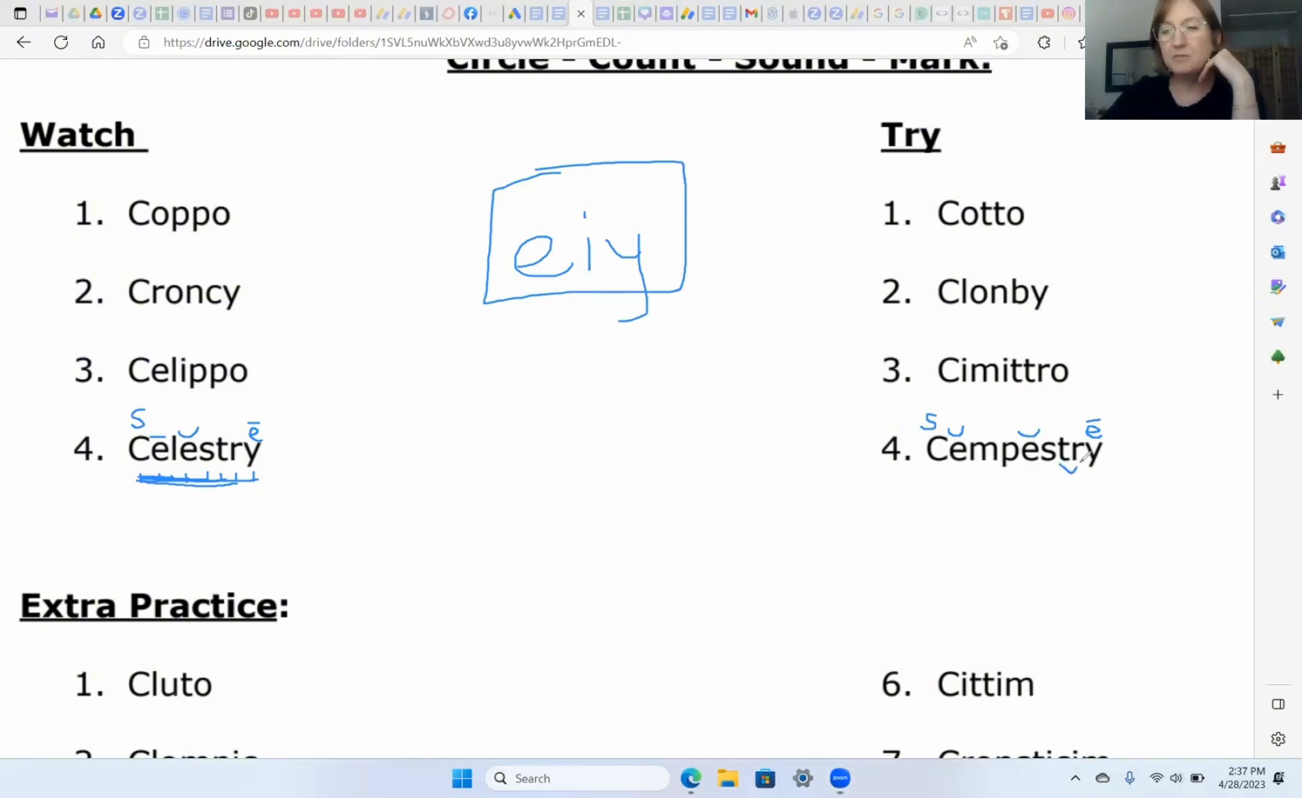Okay, I'm just making sure I'm aware of those two sounds so I pronounce them well. So the sounds are S, E, M, P, E, S, T, R, E. There's a lot there, so I'm going to go one at a time. Se. I know that says E because the next two letters are consonants. Same with this one. The next two letters are consonants, so it's going to say E.